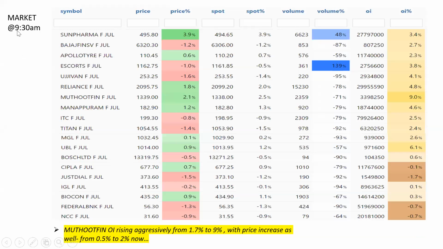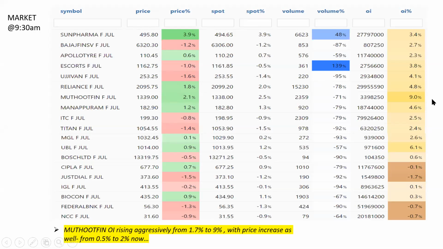So the market now at 9:30 a.m. See, these are the changes that have happened. Sun Pharma is still 3.9% up, but OI has increased while the price movement hasn't. In Ujjivan, it was 1.2% down, and at 9:30 it is now 1.6% down and OI has increased. Reliance, like I said, we were 1.2% up, now it is 1.8% up, and OI has also increased from 2.7% to 4.8%.